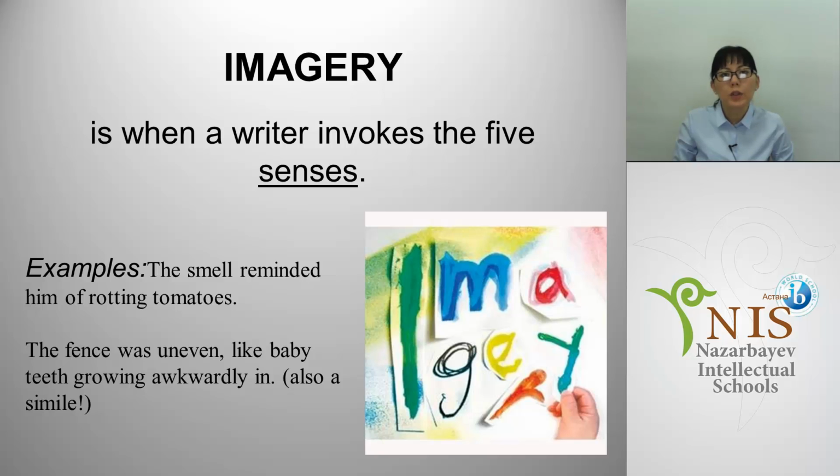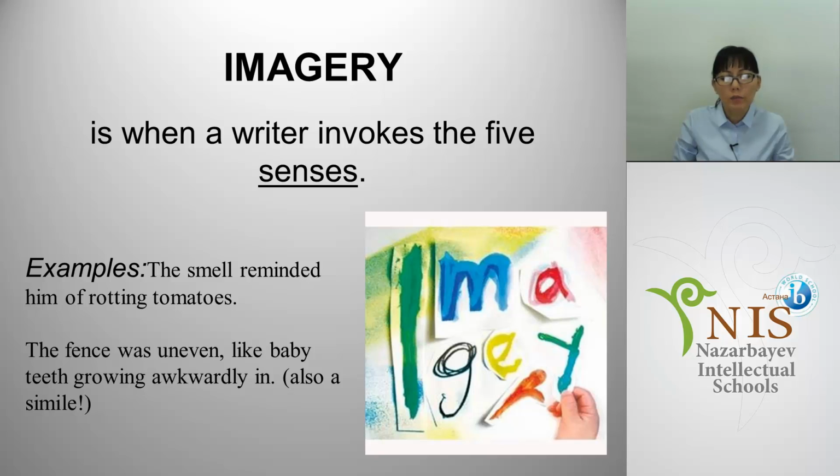Imagery. This is when a writer invokes the five senses. So you know that we have five senses like visual, auditory, kinesthetic, and for example in this one, the smell reminded him of rotted tomatoes. Again, they also want us to remember this smell when the tomatoes are getting fried, and you can actually feel this. And you can feel the same feelings, the same smell that the character has. The fence was uneven, like baby teeth growing awkwardly.